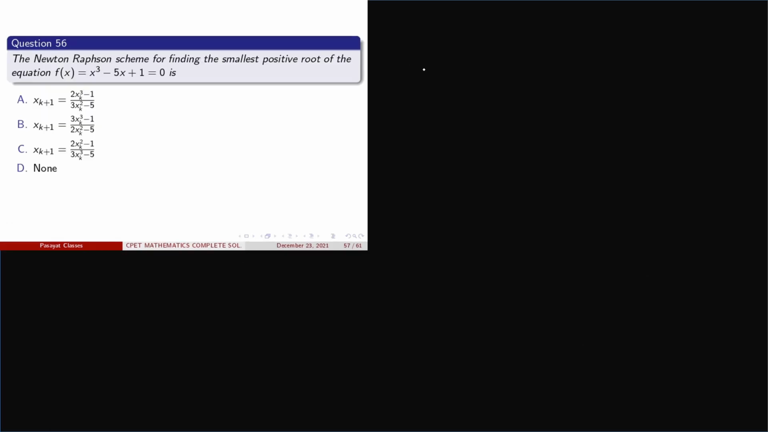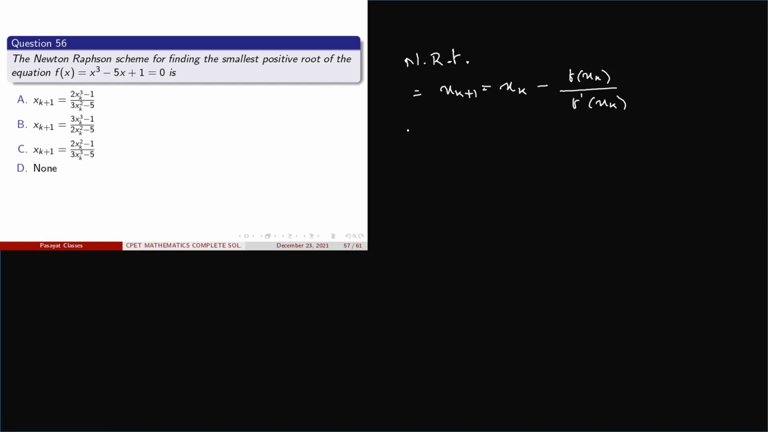Now come to question 56. Here we have to find what is the Newton-Raphson scheme for finding the smallest positive root of the equation f of x is equal to x cube minus 5x plus 1 equal to 0. And we know the Newton-Raphson formula: x k plus 1 is equal to x k minus f of x k divided by f dash of x k.